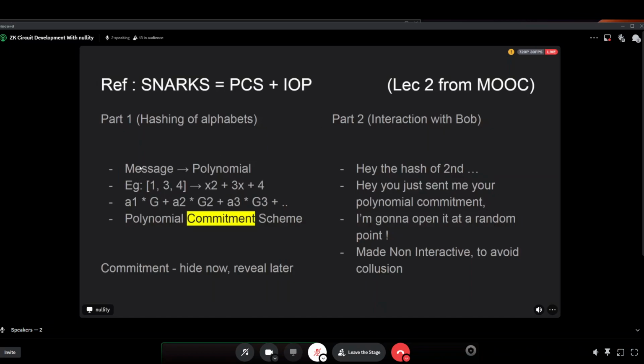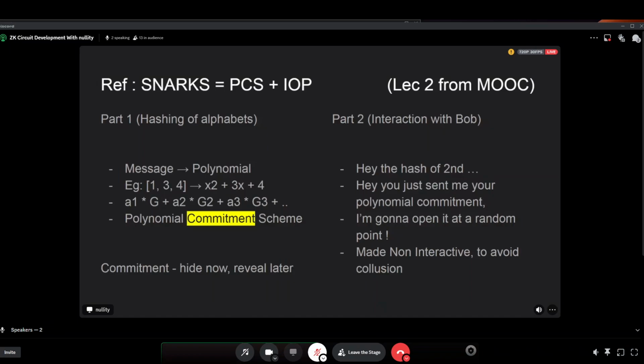So for the hashing of the alphabets, we have a message which we're going to turn into polynomials. If you're new to this, just think the message is going to be 1, 3, 4, and to turn it into a polynomial, you're just going to do x squared plus 3x plus 4. And what we do is we multiply coefficients with random numbers and squares of random numbers. This especially is called a polynomial commitment scheme. This is very close to hashing.